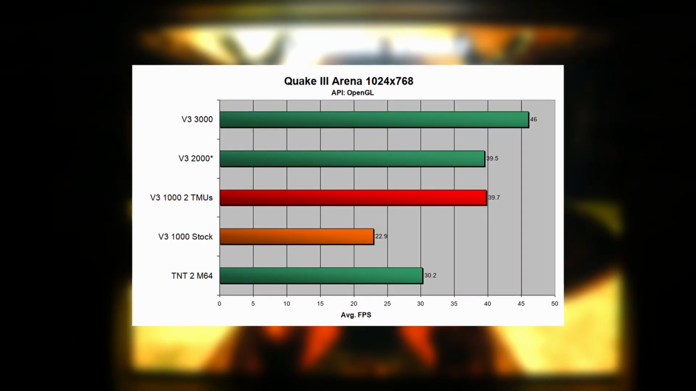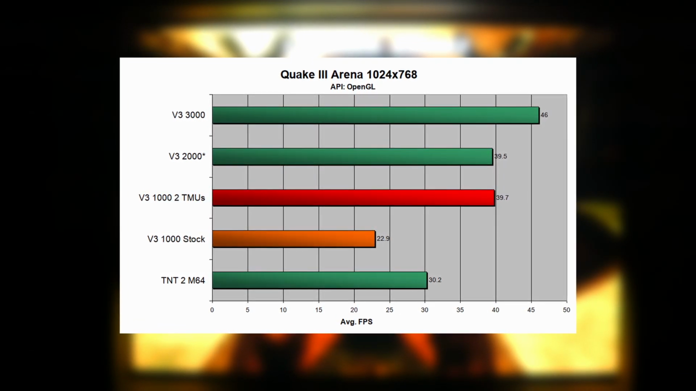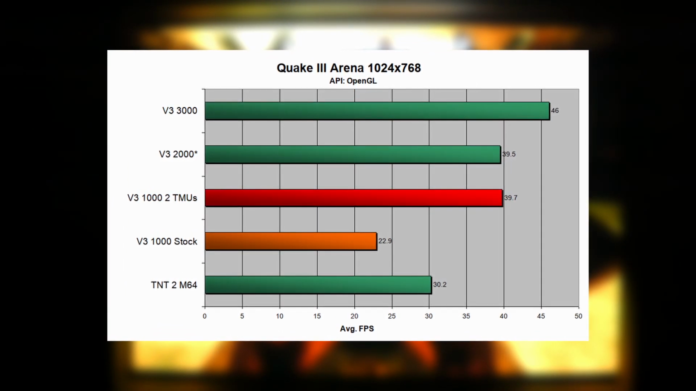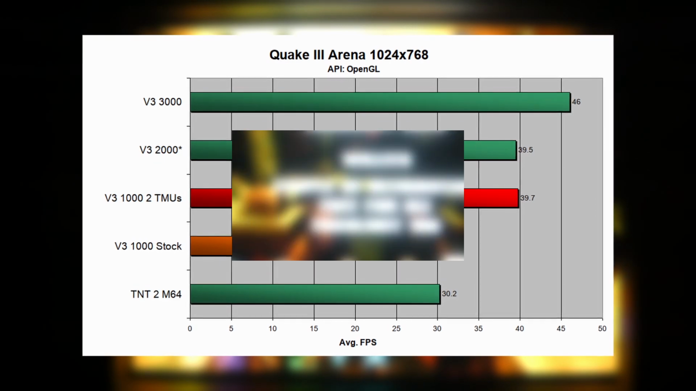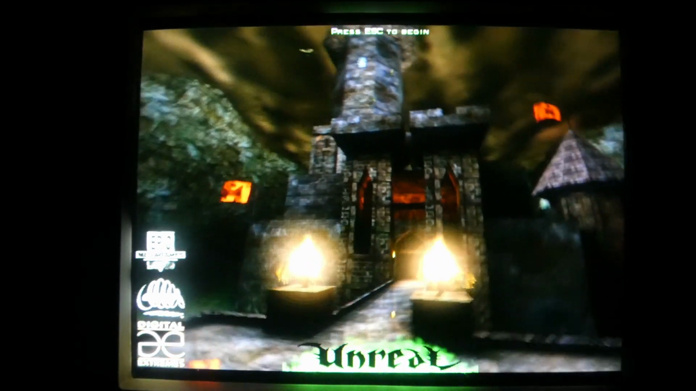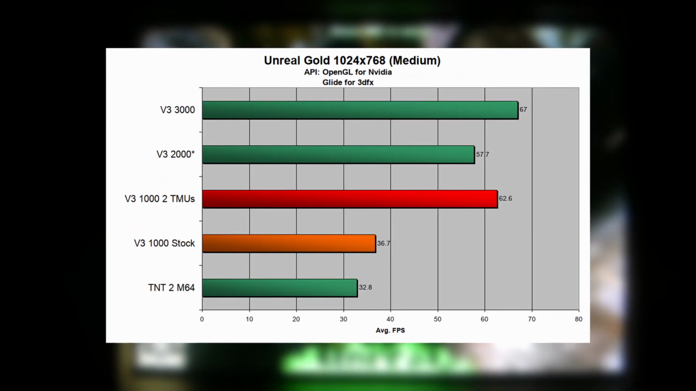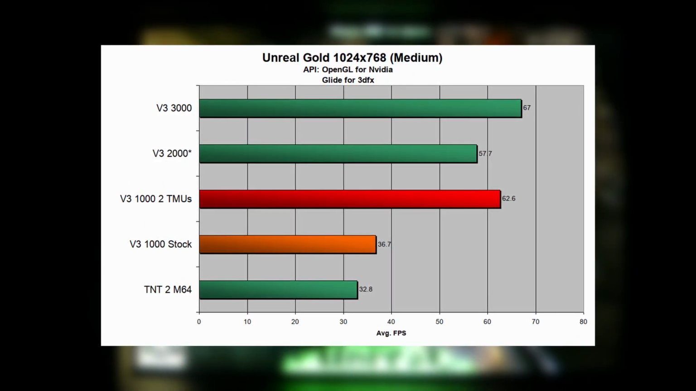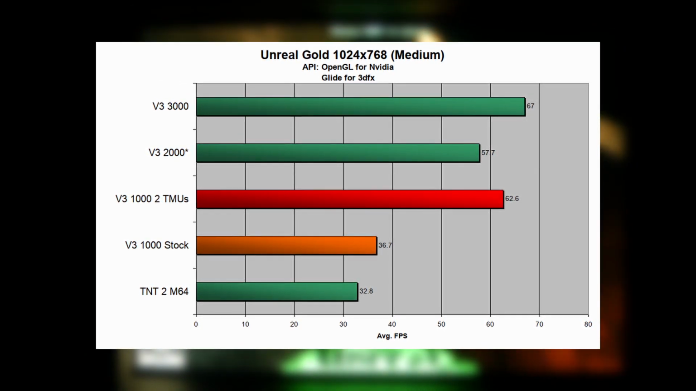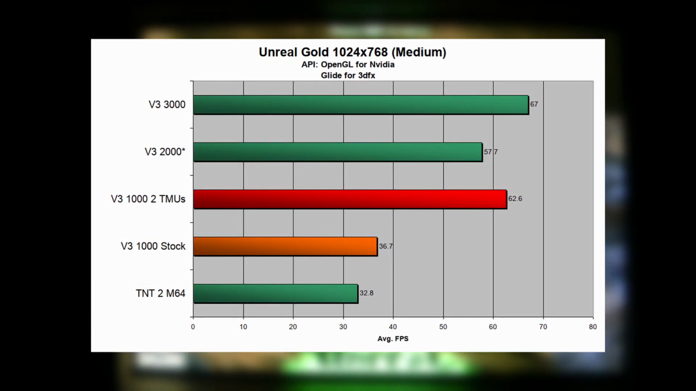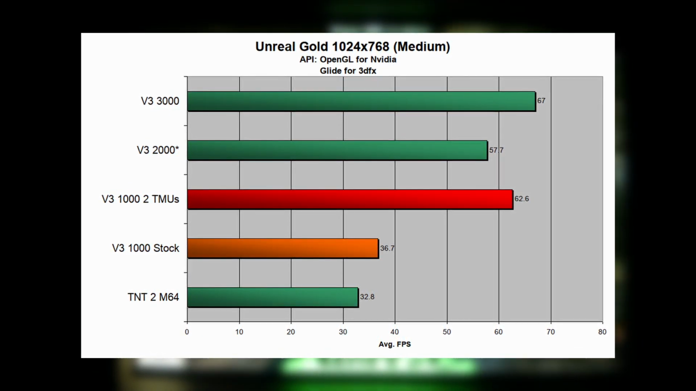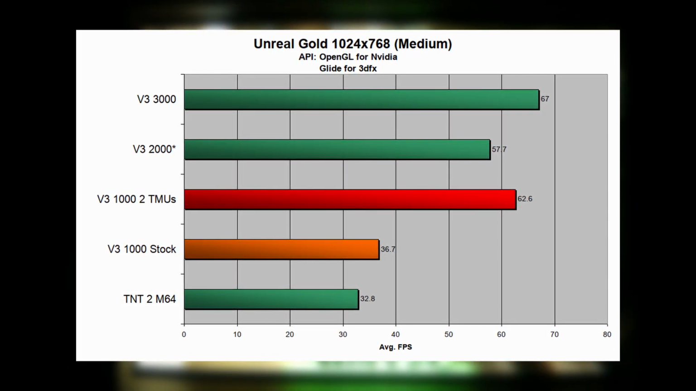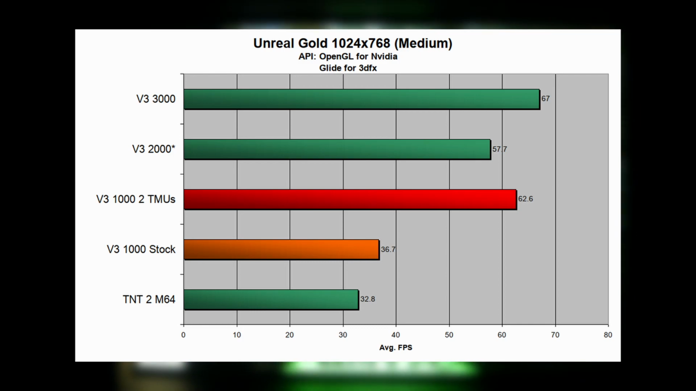We again see the 1000 with two TMUs with a slight, albeit smaller lead over the 2000 in Quake 3. However, the stock 1000 has now fallen behind the M64 by about 7 FPS. In the classic Castle flyby of Unreal Gold, we see the stock 1000 with a slight 4 FPS lead over the M64. And we see the 1000 with two TMUs with its biggest victory yet over the 2000, with nearly a 5 FPS average lead. It's even within spitting distance of the 3000 as well. Not bad for what was essentially a budget OEM card. That SG RAM must really be getting put to good use.